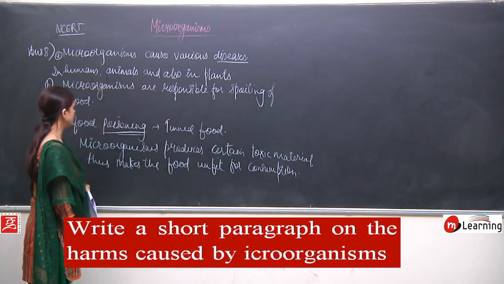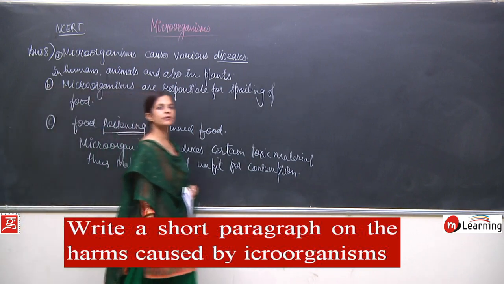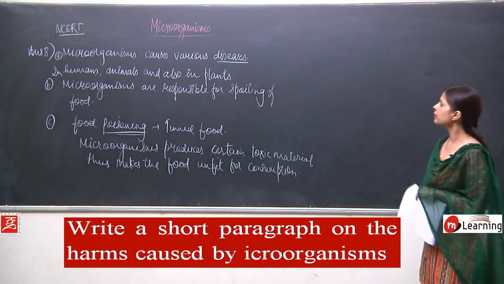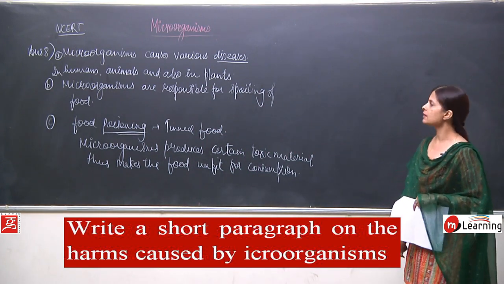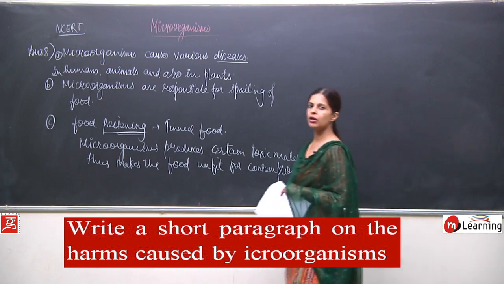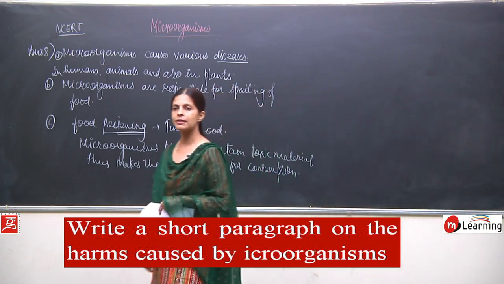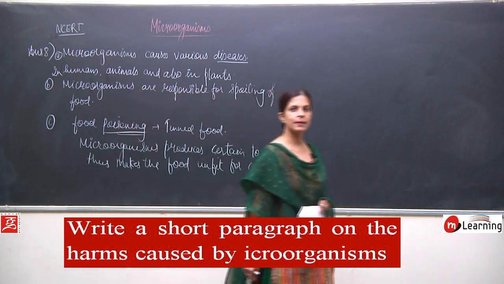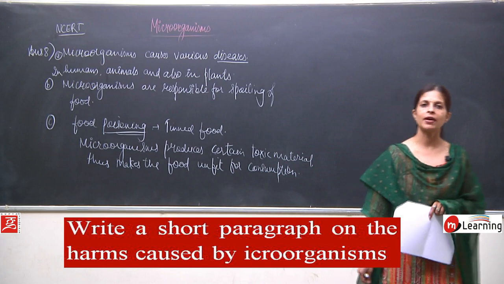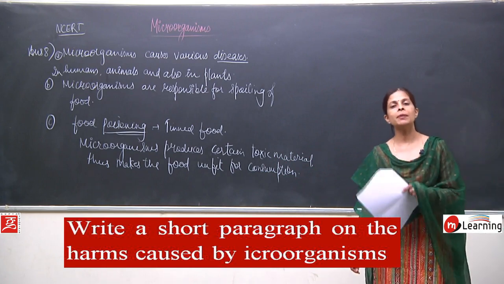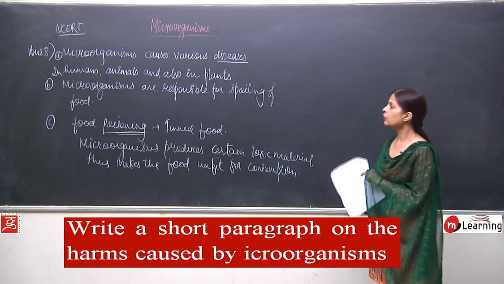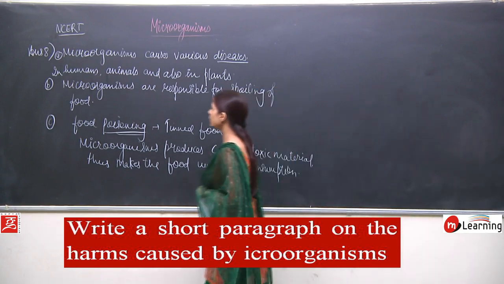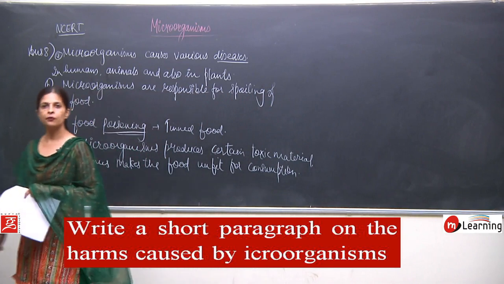So whatever details we write will come under these three categories only. Whenever you are talking about the harmful effect of microorganisms, either you will be talking about the diseases caused by microorganisms, maybe bacteria, virus, fungi, maybe in plants from the algae, or you will be talking about the spoiling of food, or the third one, the food poisoning.